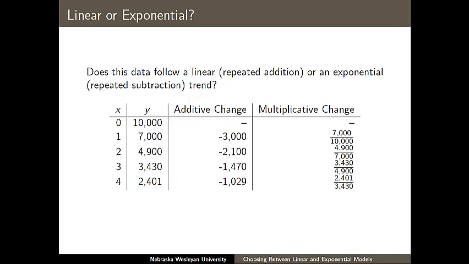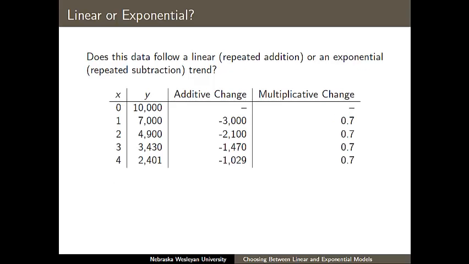For the row with x equals 1, I take 7,000, which is my current y value, and divide by 10,000, which is my previous y value, in order to determine what I multiplied 10,000 by in order to reach 7,000. And the row with x equals 2, my current y value is 4,900, and I divide that by 7,000, which is my previous y value, in order to determine what I multiplied 7,000 by in order to reach my current value of y equals 4,900.